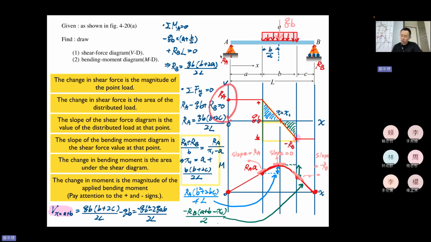I believe you notice that when you see the RB and RA here, you can probably know that this is the initial point and the final point, and also the end. Okay, so you need more practice. Next one. Next one.